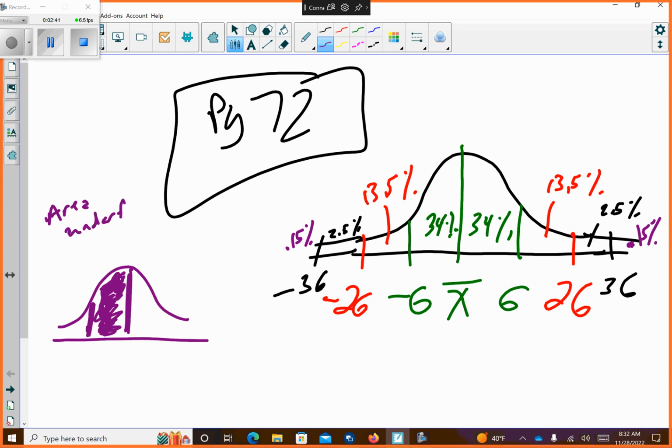If any of you have taken any calculus or pre-calculus, the area underneath the curve is usually what you're finding based on the x-axis or the y-axis, or even the z-axis when you get to Calc 3. So the area under the curve, so each of these percents, like this region here, is 34% of the area underneath the curve. The entire area underneath the curve is 100%.